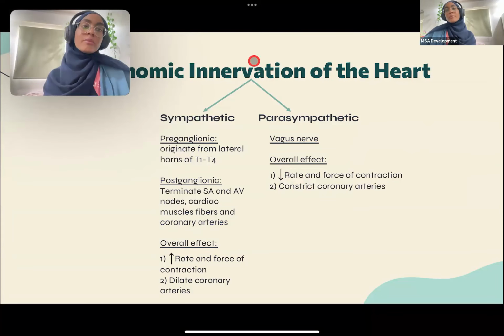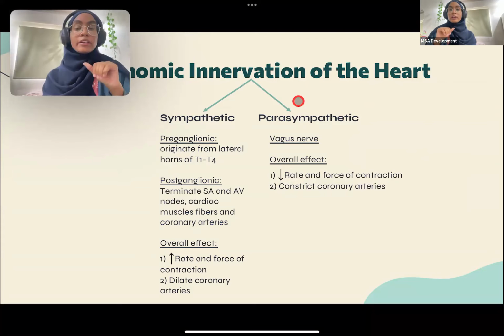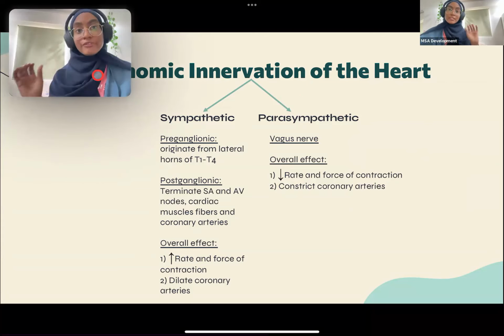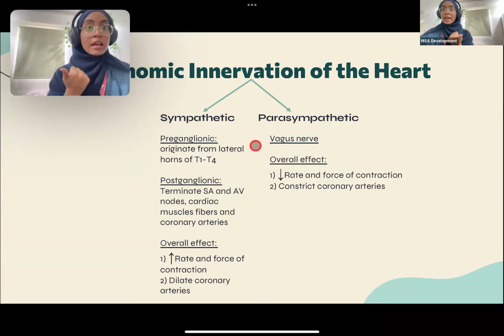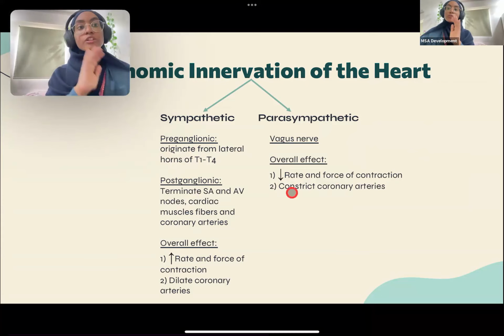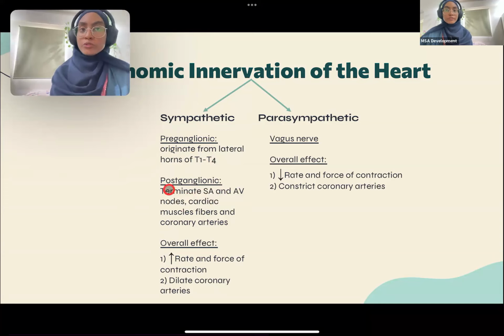Autonomic innervation of the heart. Now remember how we said in the pericardium, the innervation of the pericardium was divided into two. The visceral part of the serous pericardium had a different innervation. It was innervated by the sympathetic trunk and the vagus nerve. So this is the exact same innervation of the heart. Sympathetic fibers originate from the lateral horns of T1 to T4. They terminate in the SA and AV nodes, obviously, because they're the pacemakers, cardiac muscle fibers, and coronary arteries. What is the overall effect?